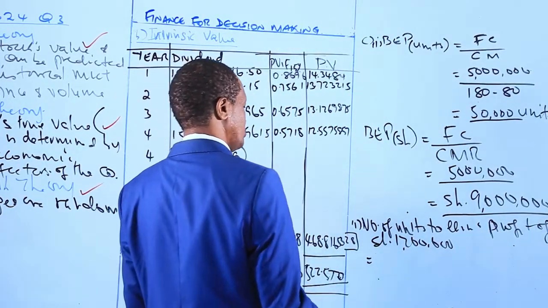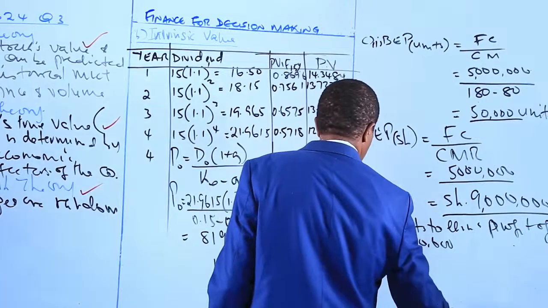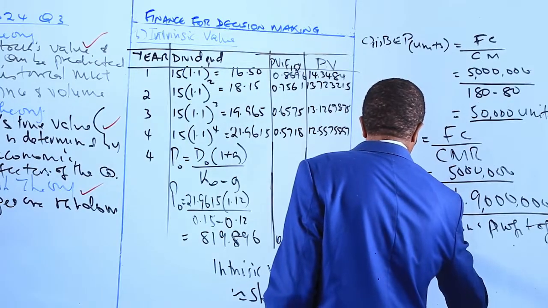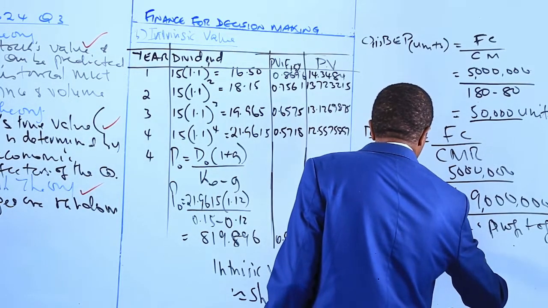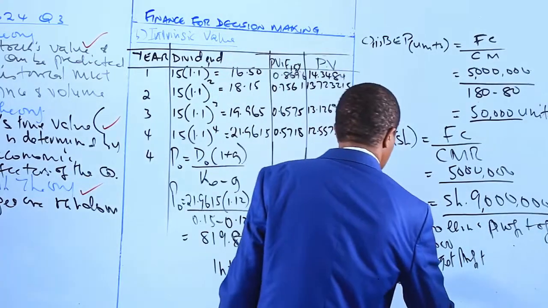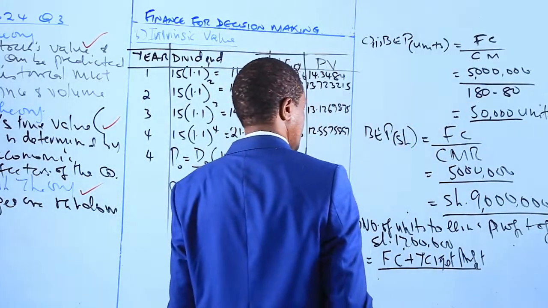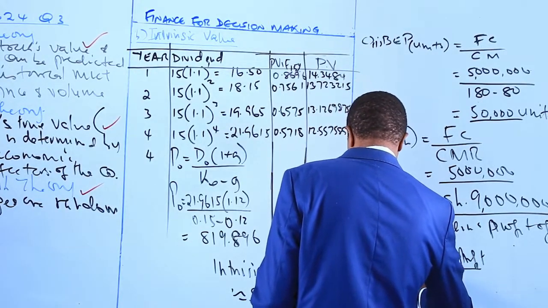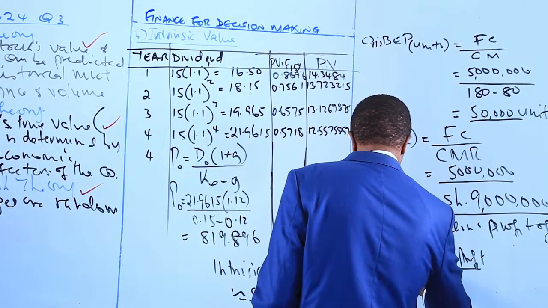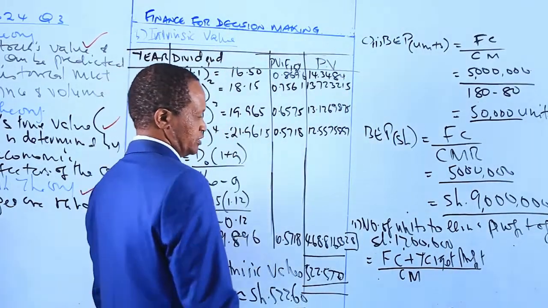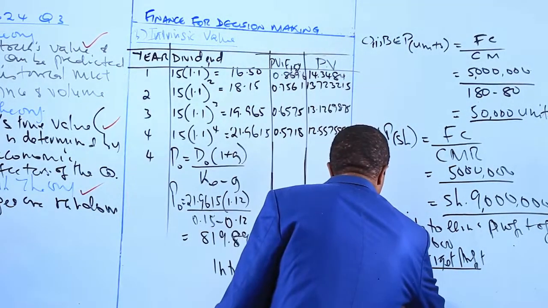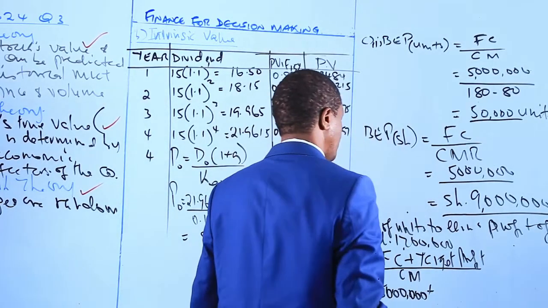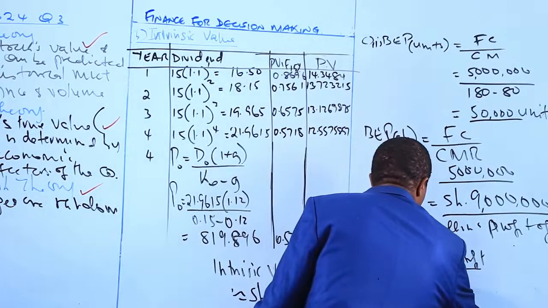The number of units to earn a profit of 1.2 million will be equal to the fixed cost. You remember the formula we gave in our class. This will be equal to the fixed cost plus the target profit, then we divide by the contribution margin. So we know the fixed cost is 5 million. We know the target profit is 1.2 million.